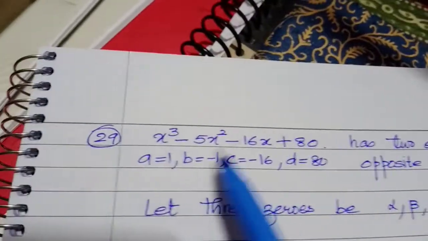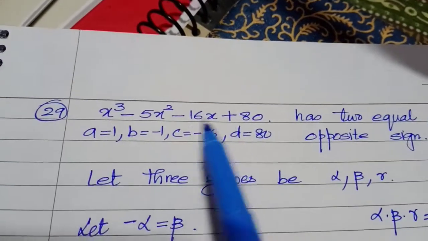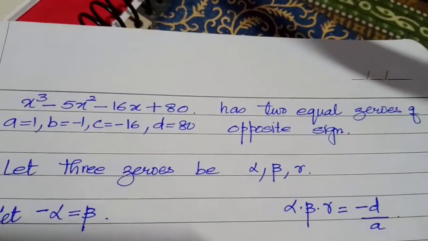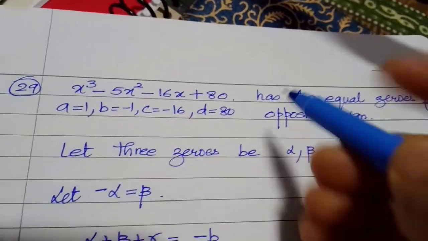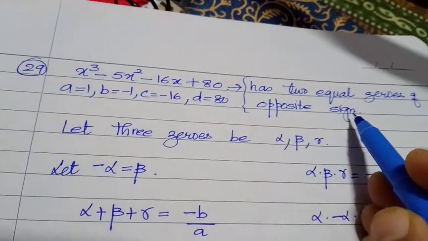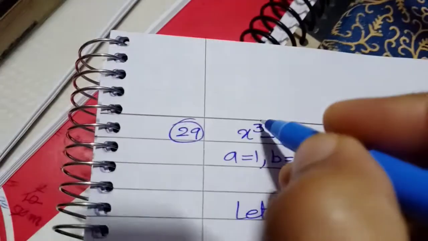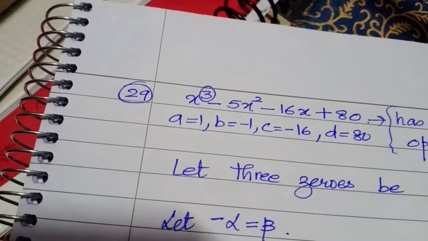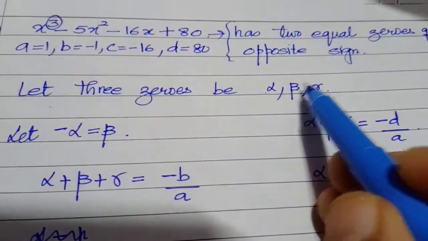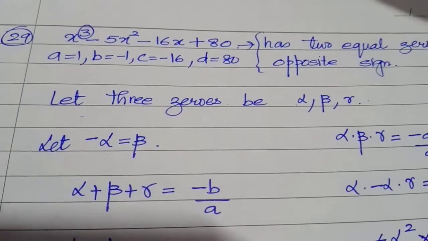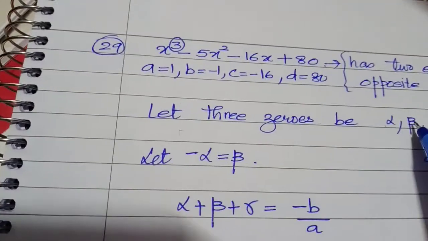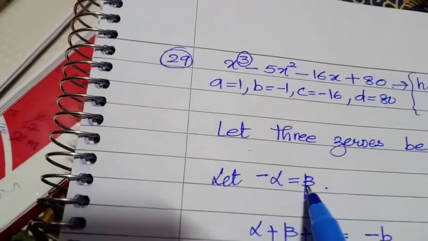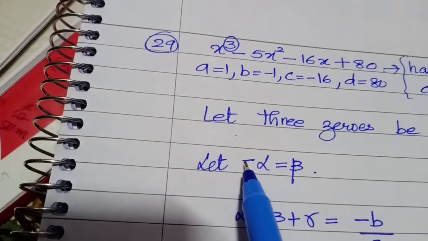29th question. X cube minus 5x square, this is one of the polynomial, has two equal zeros of opposite sign. ये दिया हुआ है. दो equal zeros है. इसका power 3 है, degree 3 है. That means it will have 3 zeros. So let 3 zeros be alpha, beta, gamma. ठीक है. So अगर मैं बोलूँ कि 2 zeros equal है लेकिन opposite sign है, तो सोचो beta is equals to alpha but with opposite sign.